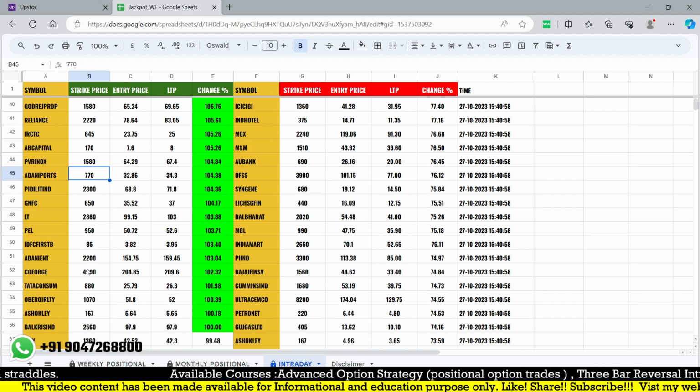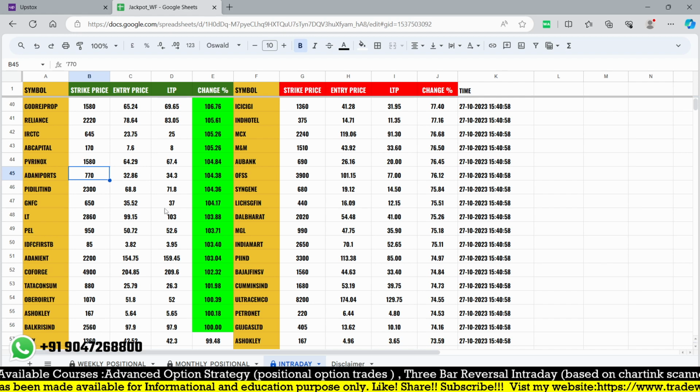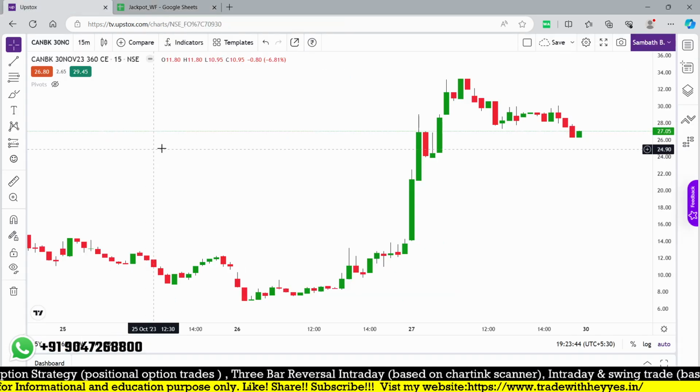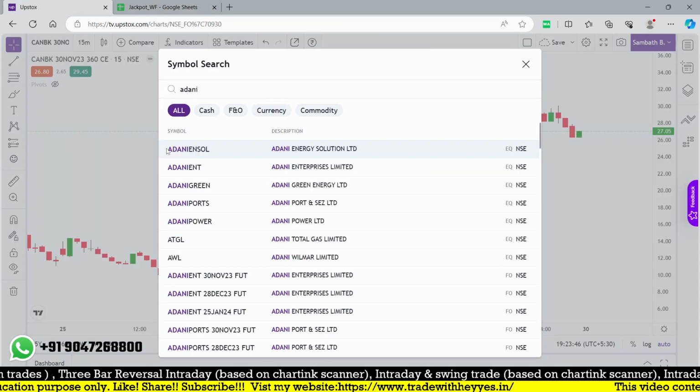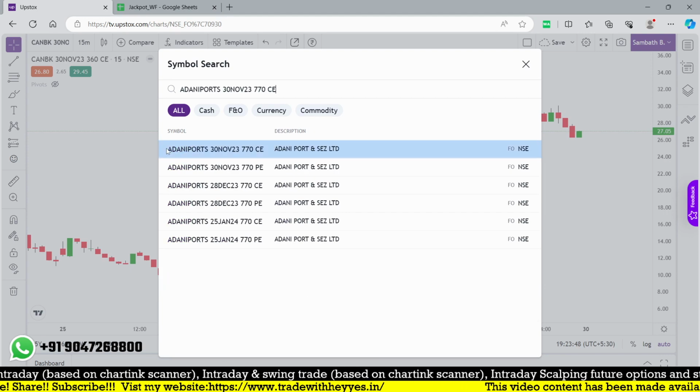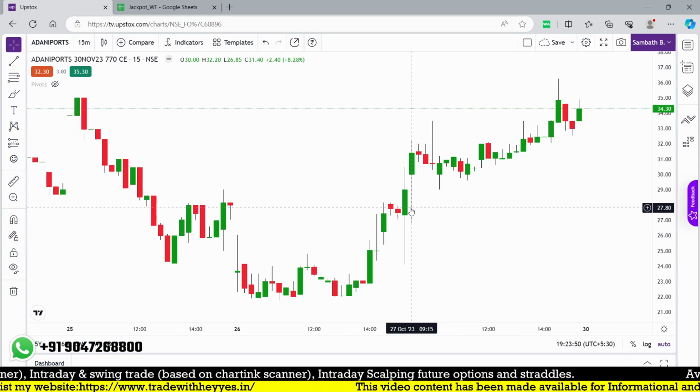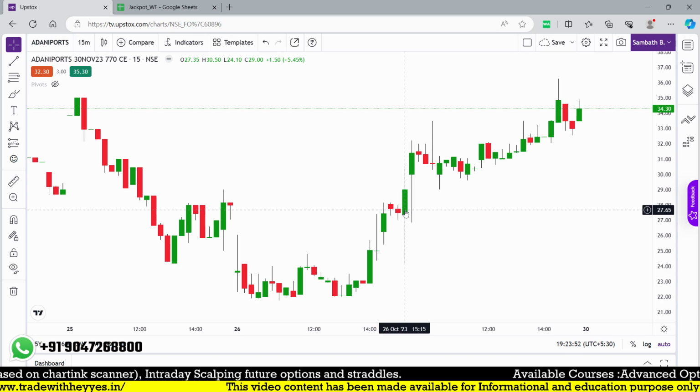So let me check Adani Port 770. 32 is our breakout one, 32.8. Adani Port 770, 32.8. So we can look at the first candle, which is 30.5.